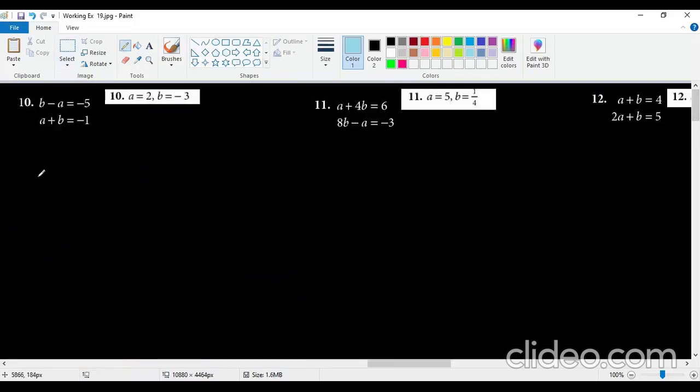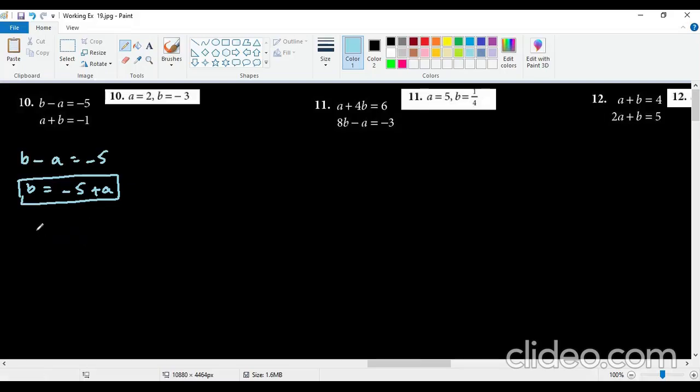When it comes to question number 10, it says equation 1: b minus a equals negative 5, and the second equation says that a plus b equals negative 1. So from the first equation, b equals negative 5 plus a. Now this is the value of b.